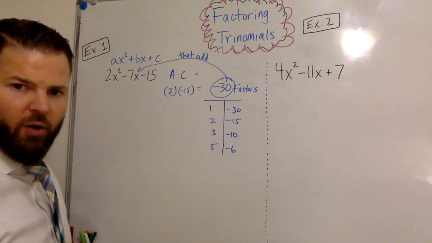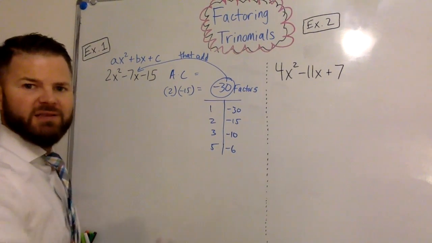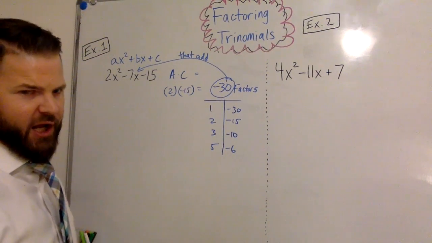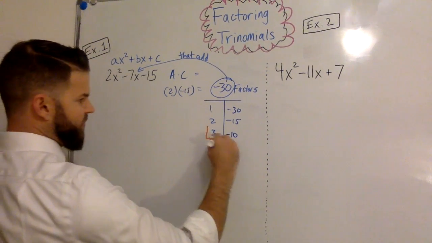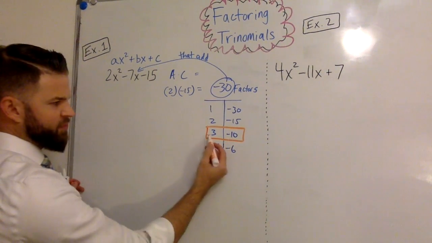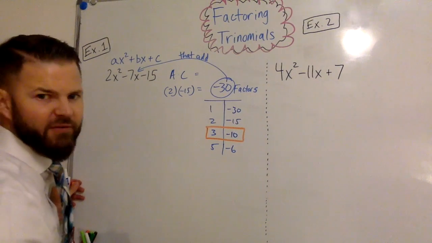Now, one of these guys is going to add up to be a negative 7. What do you got for me, Johnny? I'm looking at this guy right here. Can you guys see that? So if I have a negative 10x plus a 3x, that gives me a negative 7x.